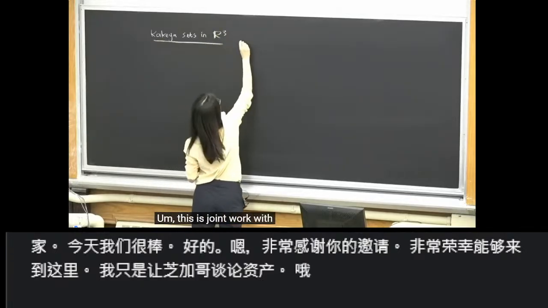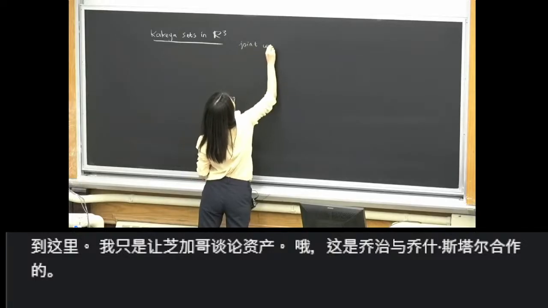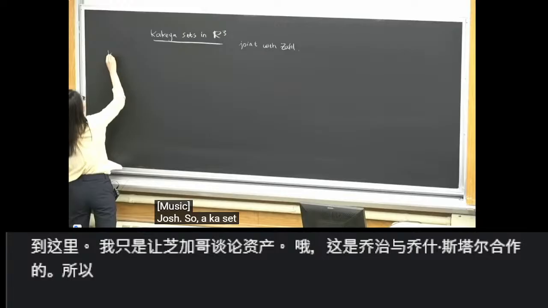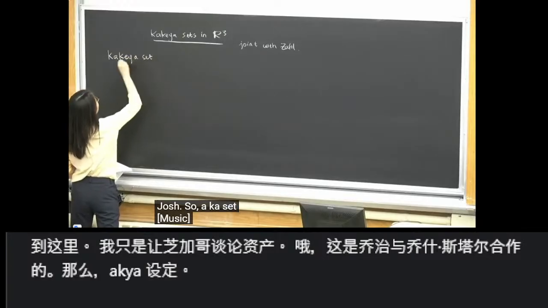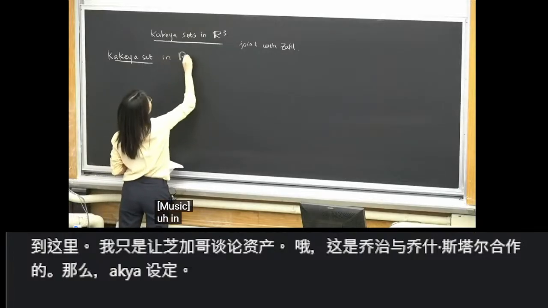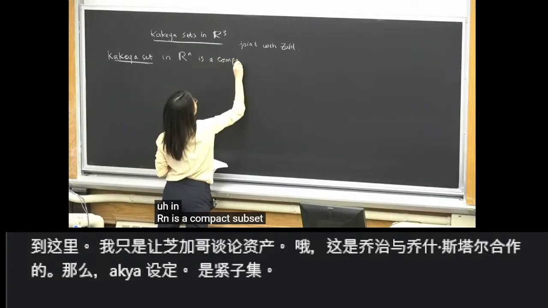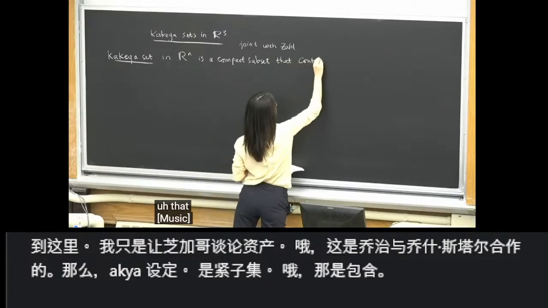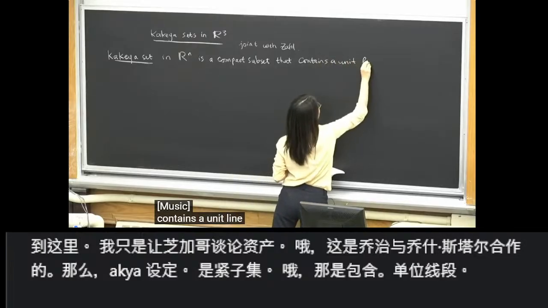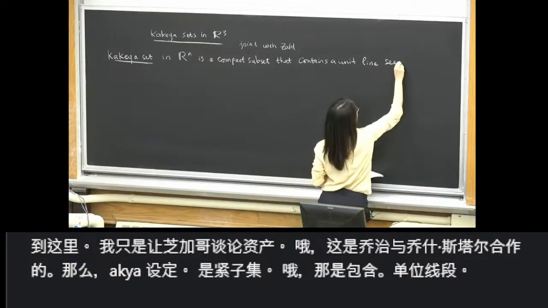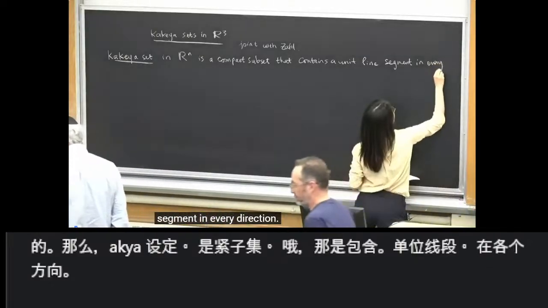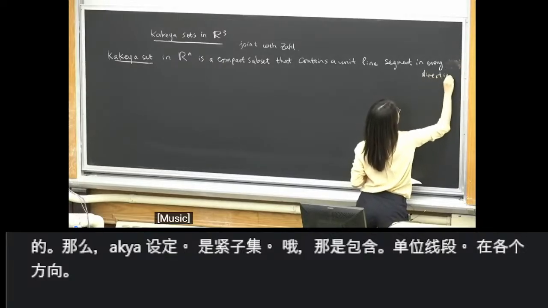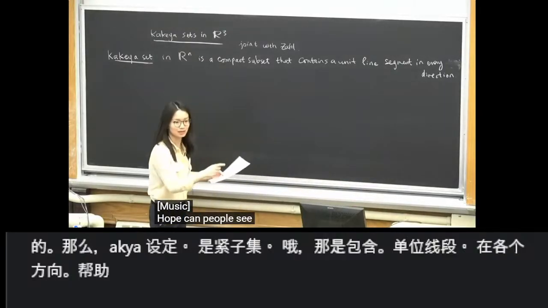This is joint work with Josh Zahl. So a Kakeya set in R^n is a compact subset that contains a unit line segment in every direction.